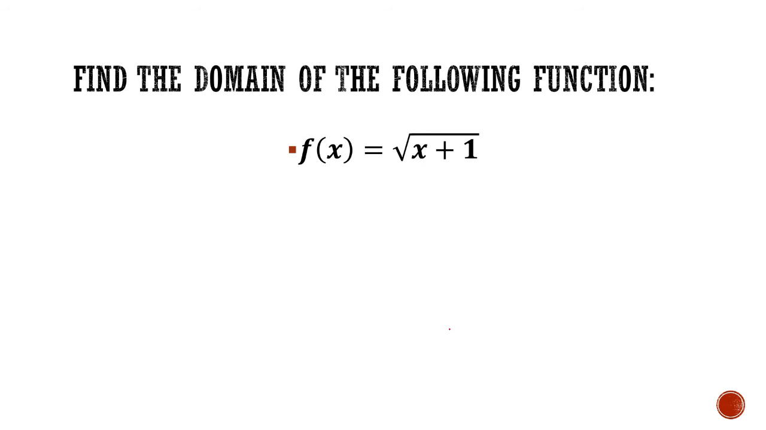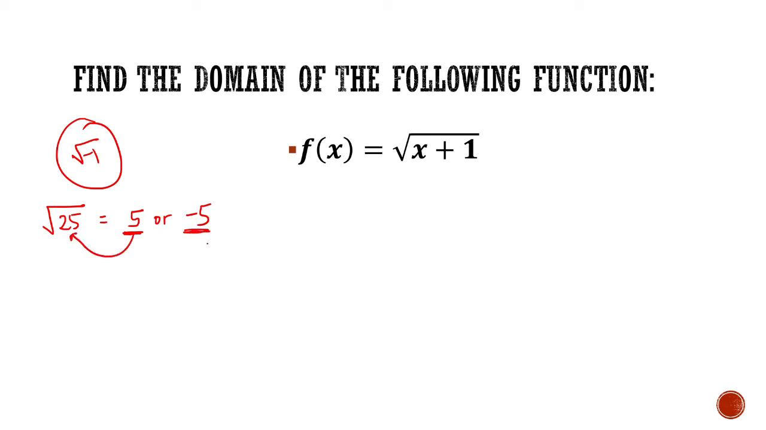Now, what if we are given a function that is underneath a radical? We are avoiding this expression right here, a square root of a negative number. Why? If we are going to take the square root of this, for example, square root of 25, there can be two answers. The square root of 25 is either positive 5 or negative 5. If we are going to multiply 5 to itself, it will give us 25. If we are going to multiply negative 5 to itself, it will also give us 25.